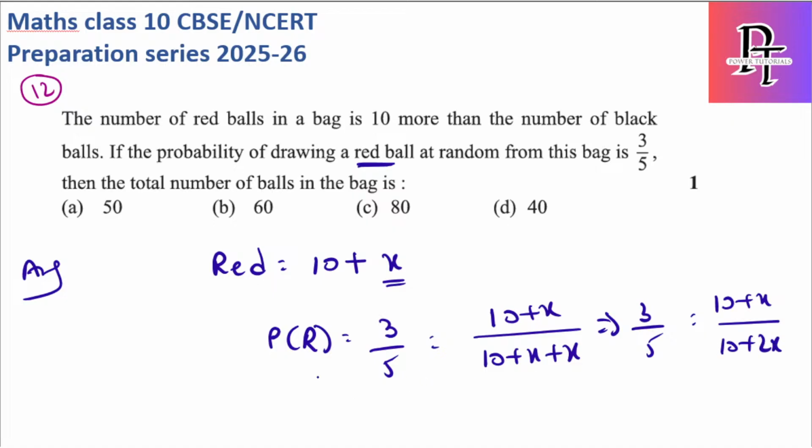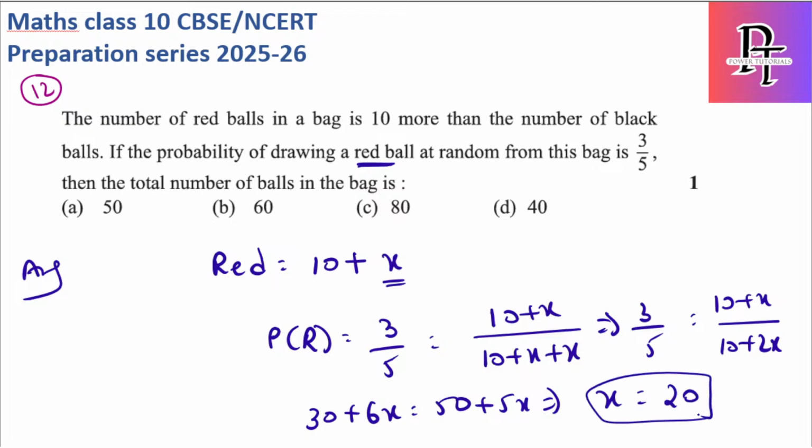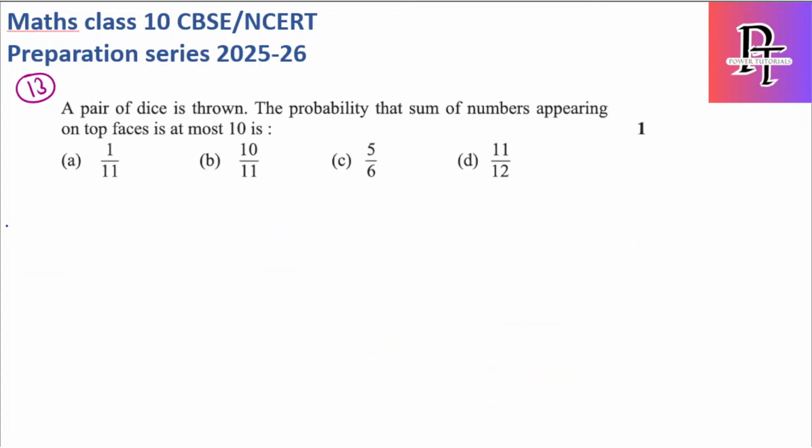Now let's cross multiply. So this becomes 30 plus 6x is equal to 50 plus 5x. Let's move 5x to the other side, it becomes 6x minus 5x, which is x, is equal to 50 minus 30, which is 20. So the black balls are 20 and red balls are 10 plus 20, which is nothing but 30. Let's see what they are asking. Total number of balls in the bag, which is 30 plus 20, which is 50. Okay, let's move to the 13th.